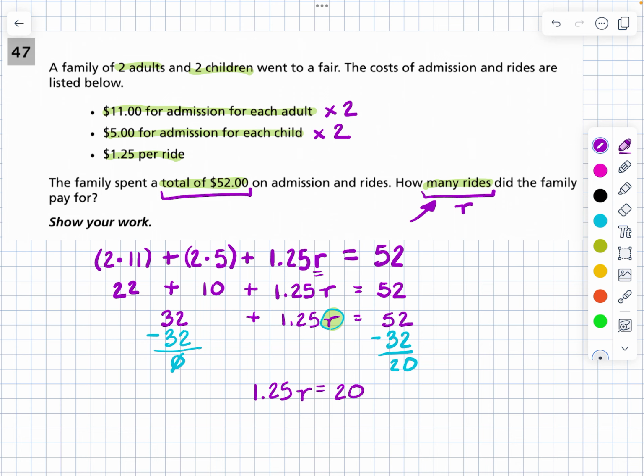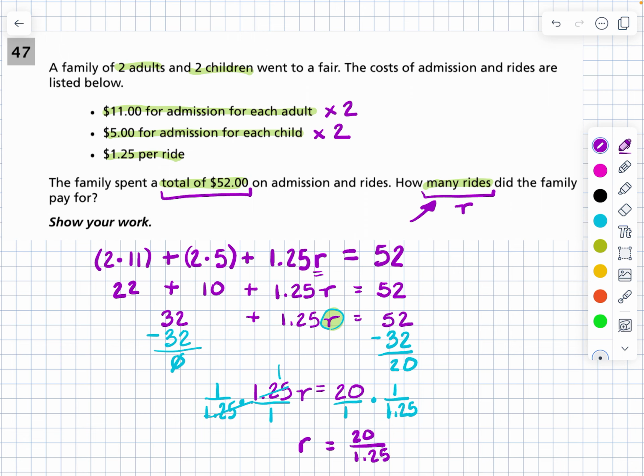And now I'm going to get rid of the $1.25. That's the coefficient of r, so I'll multiply it by 1 over 1.25. Then I'm going to do the same on the right hand side. I have to do it to both sides, right? 1.25 times 1 over 1.25 goes to 1. So now I've got 1r, and I don't have to write the 1. So it's just going to be r is equal to 20 divided by 1.25.